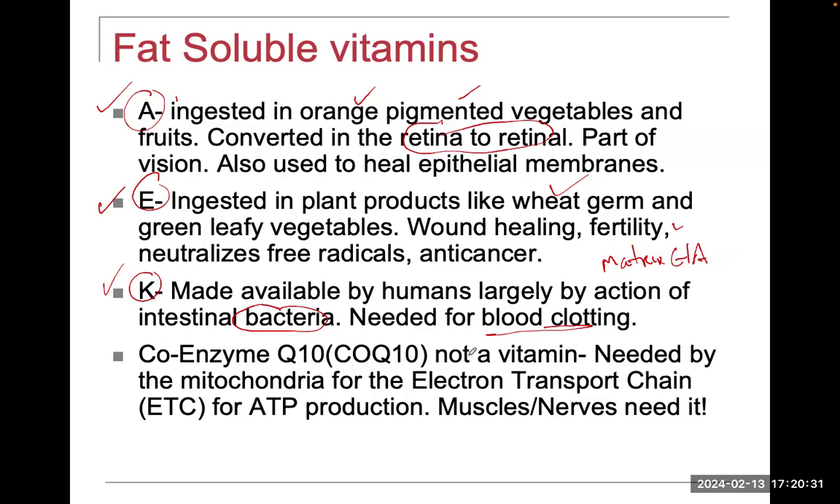CoQ10, I mentioned, is not a vitamin, it's a coenzyme, but it's needed by the mitochondria in the electron transport chain to help produce ATP. Your muscles need it, and the neural system needs it. Without it, you get myalgia and neuralgia, and the brain can get cognitive impairment. When you look at Lipitor, Crestor, Simvastatin, Atorvastatin, any type of anti-lipidemic medication, the new black box warning on it is that they can cause cognitive impairment or dementia-like symptoms.